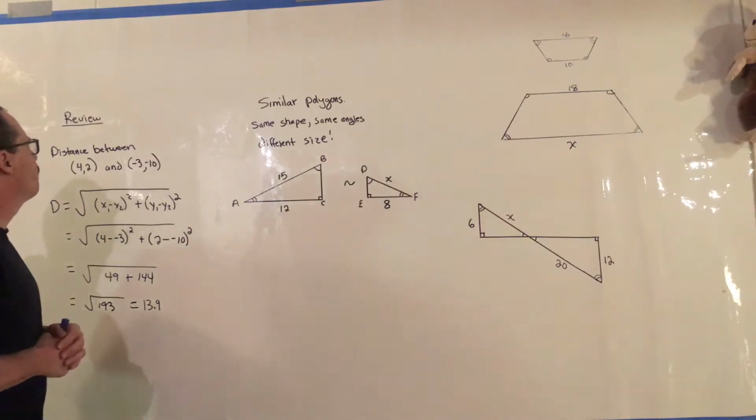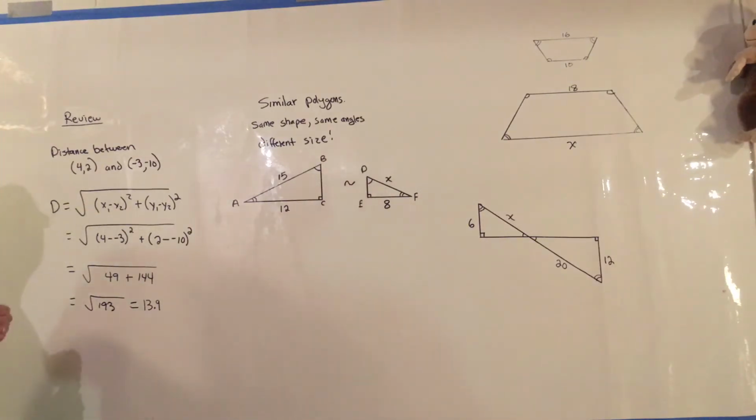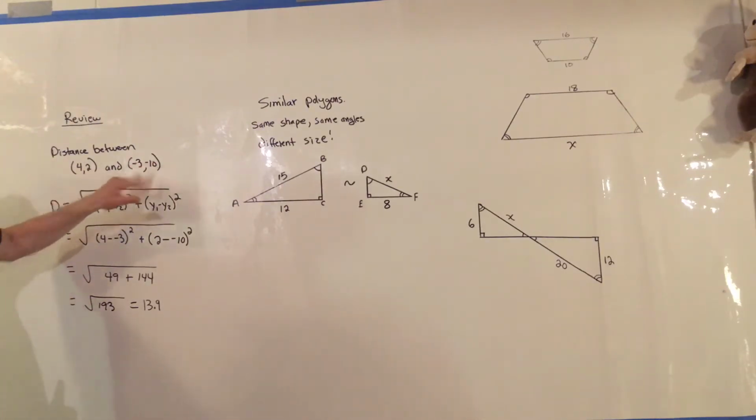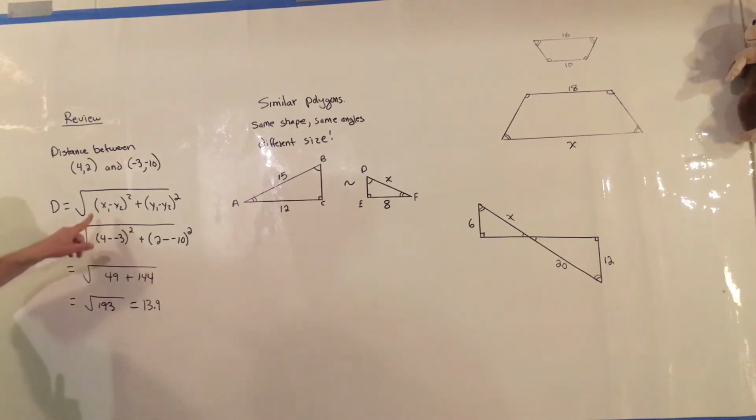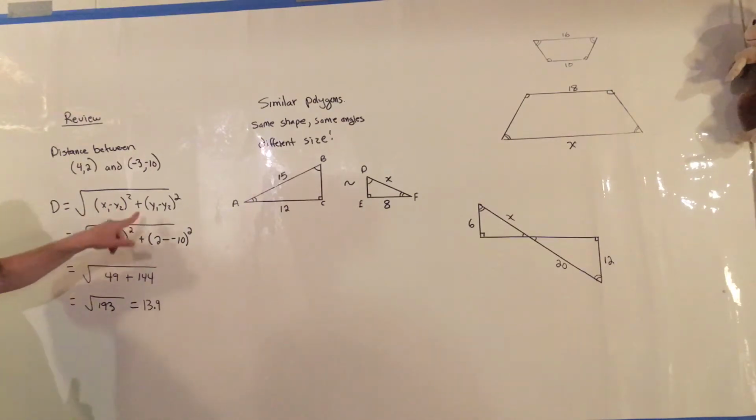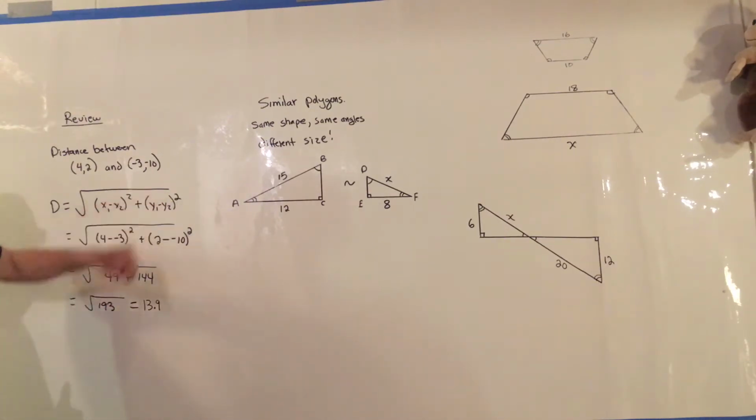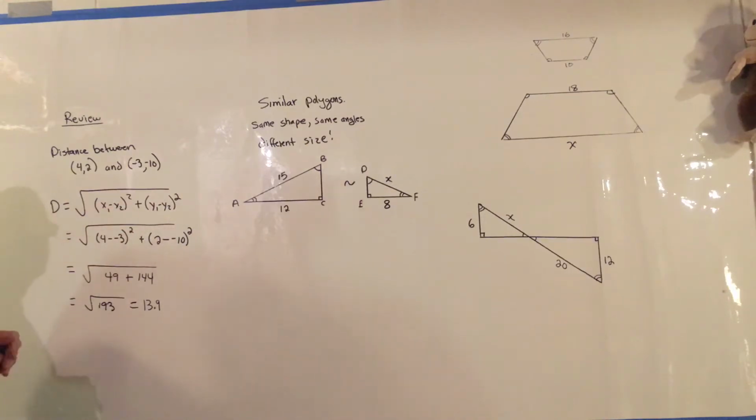So here we go. Our review is, yesterday we learned about the distance between 2 points, and so I just threw an example up here, the distance between 4, 2 and negative 3, 10. And so the formula always goes x1 minus x2 and y1 minus y2. Don't forget to square it and put a plus. Remember, that's the Pythagorean theorem. So it gets a little tricky when there's negatives in here, and that's why I went 4 minus a minus 3 and 2 minus a minus 10.